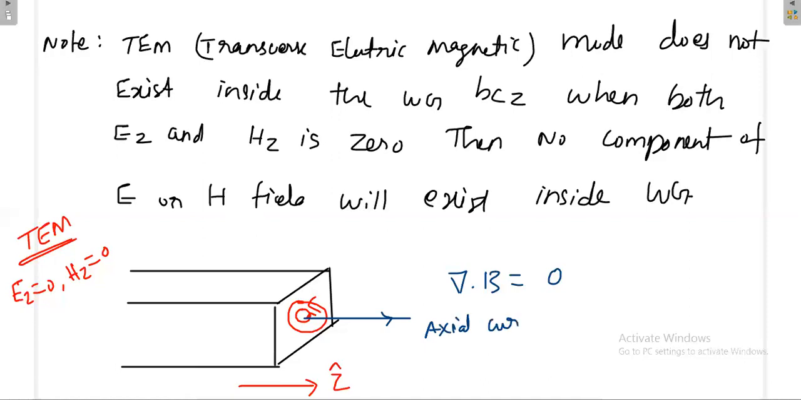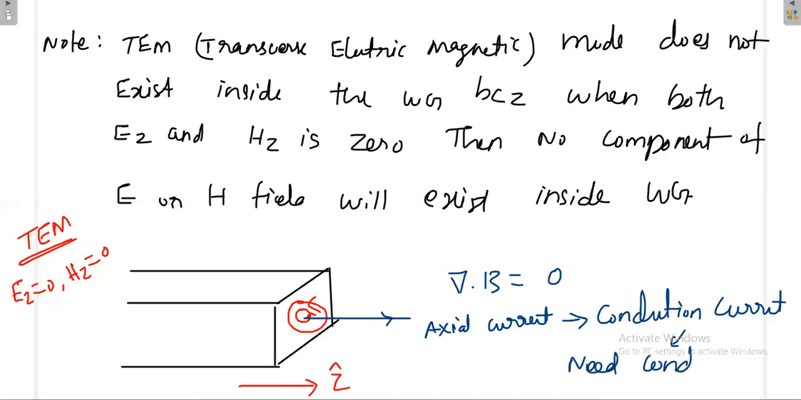Axial current. If you want to have an axial current, the particular current is called conduction current. If you want to have a conduction current, you need a conductor at the center. But inside the waveguide, there is no conductor at the center. Then this case is not possible. That's why TEM wave is not possible inside the waveguide.